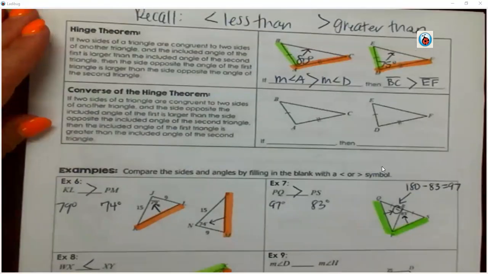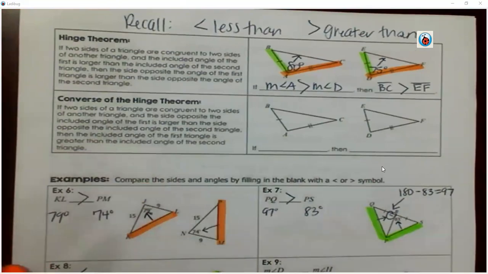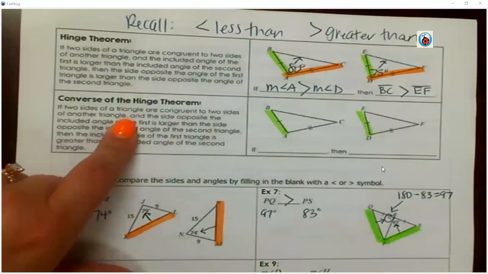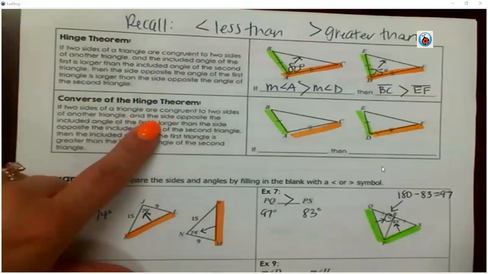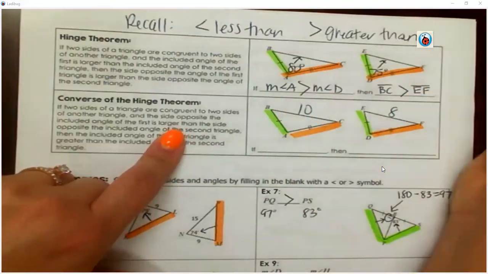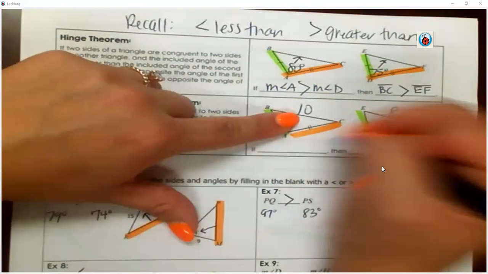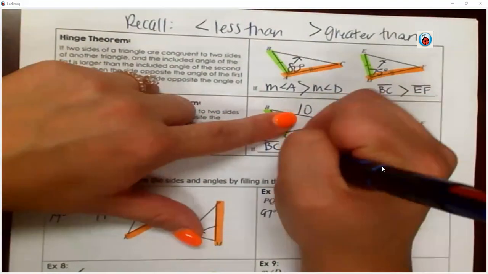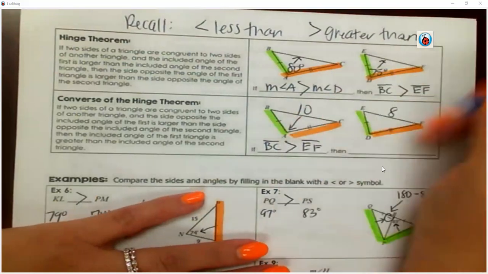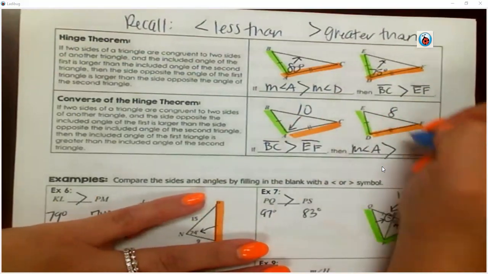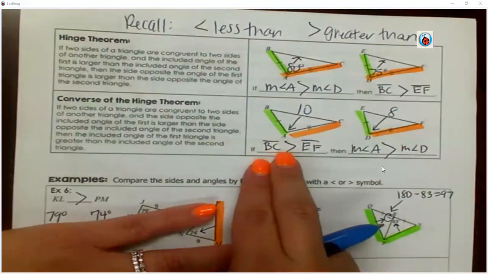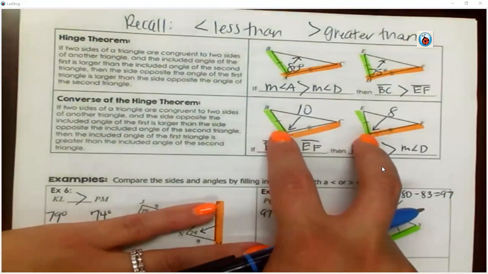Now let's go back and look at the converse of the hinge theorem. It's basically switching it around. If two sides of a triangle are congruent to two sides of another triangle, so same thing, these are congruent and these are congruent, and the side opposite of the included angle in the first is larger than the second, so we're going to say this is 10 and this is 8, that means if this side, BC, is greater than this side, EF, then the measure of angle A has to be greater than the measure of angle D. So notice we're just basically switching these around. And that's only if you're given the sides and then trying to compare the angles.